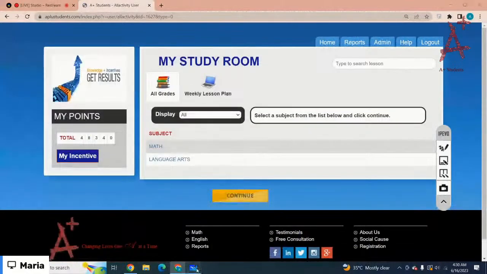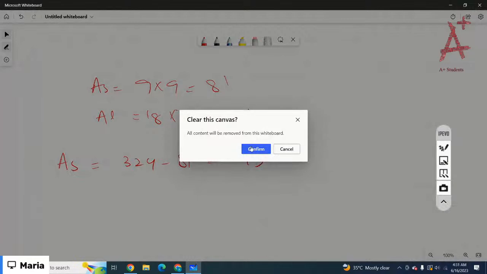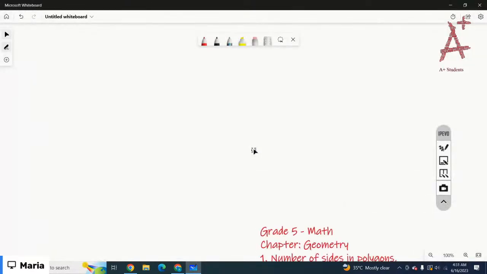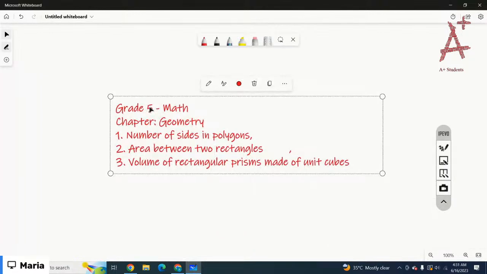So we were working on grade 5 maths. Chapter we're working on is geometry. And the lessons we have covered today are number of sides in polygons, area between two rectangles, volume of rectangular prisms made of unit cubes. So we have done with the lessons. So you have to complete the test questions for these lessons before the next session.